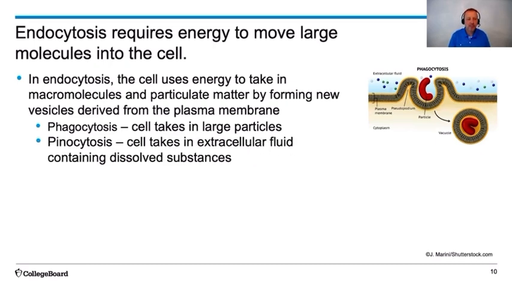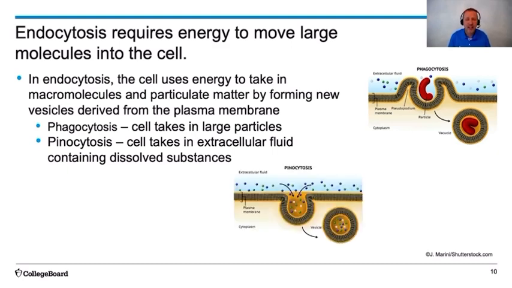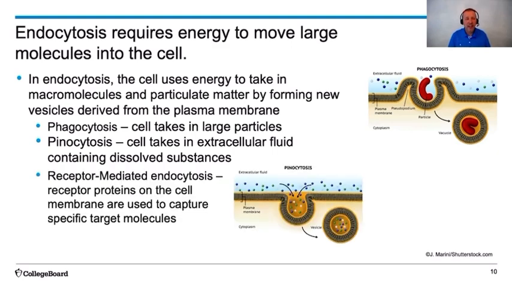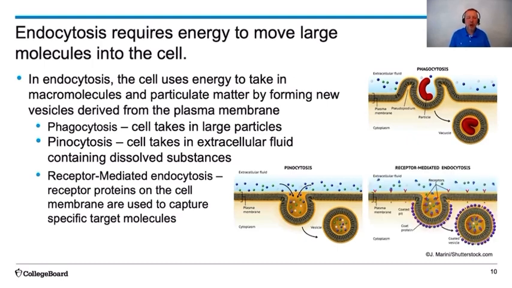The next one is pinocytosis, where the cell takes in extracellular fluid containing dissolved substances, as you can see on the screen. Finally, you have receptor-mediated endocytosis. This is where a receptor protein on the cell is used to capture specific target molecules to bring into the cell through a vesicle. Well, that's bringing large molecules in. Well, what happens when you want to remove large molecules?